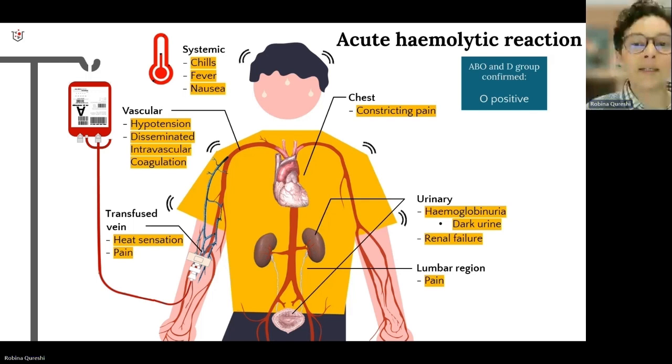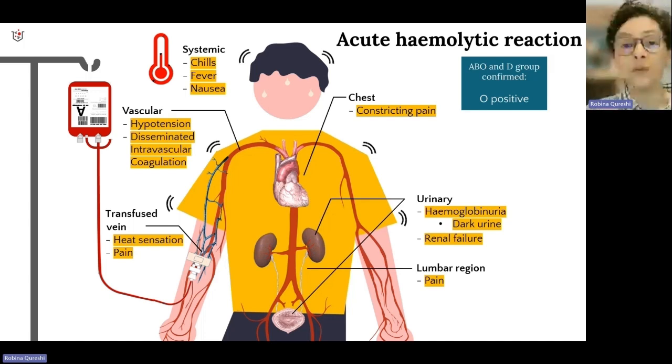Type it in. What are we looking for? Yeah, observing the patient. So we really, really want to monitor that patient in the first 15 minutes. So check the observations. So often the first sign or the first indication that something is going wrong is the patient is telling us something is not right.